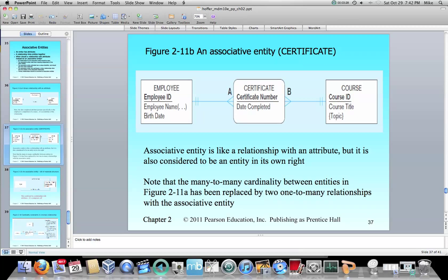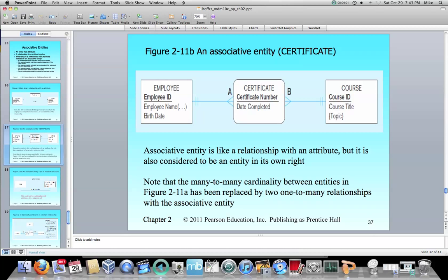So what we do is, instead of saying that the employee completes the course, we say that there are certificates being produced showing that an employee has taken a course. Okay? And of course, now we have an attribute called date completed. And in this case, we can give this associative entity its own primary key, which is certificate number. So now there is not a many-to-many scenario.